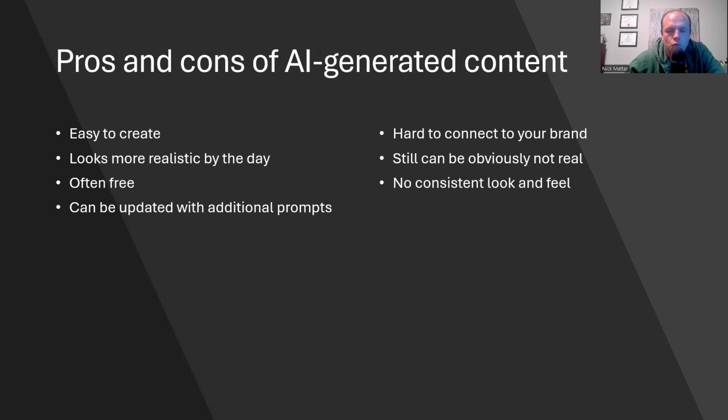Really, let's just start with the pros and cons of AI generated content. First off, pros. It's pretty easy to create. It looks more realistic every day. It can be free and you can update your content with additional prompts. This means if you don't like what you create the first time around, you can say, hey, I don't want this. I want something else instead. And it can update it for you.